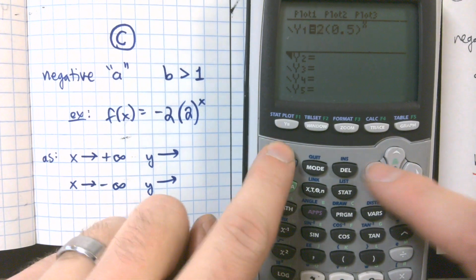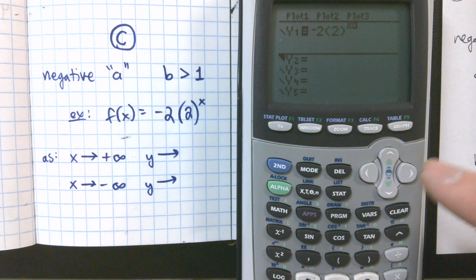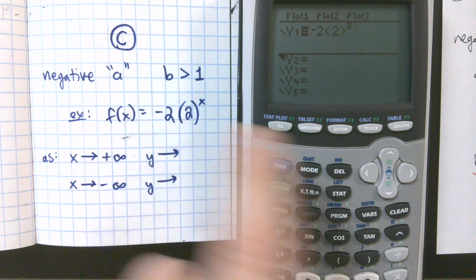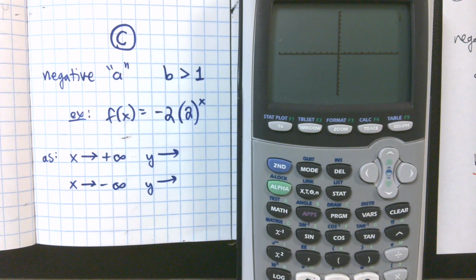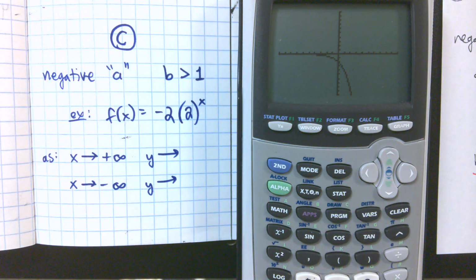Let's go back over here. See if I do f of x is equal to negative 2 times the quantity of 2 to the power of x. Ooh. What happened to my function now? It went down. It's still reflected, right? But where did it reflect across this time? The x-axis, right? We went from up here, flipped it to down there.